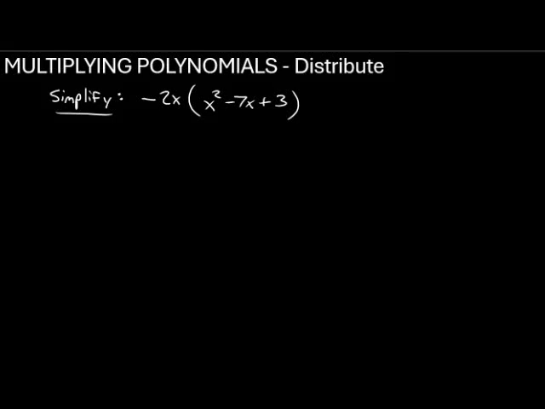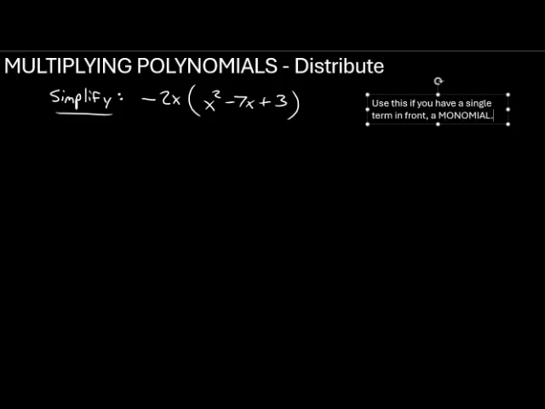Now we'll do an example where we multiply polynomials. This type of polynomial multiplication is called the distributive property. Our job here will be to distribute the negative 2x times all of the terms in the parentheses. We will use this approach anytime you have a single term in front. That single term in the front, that negative 2x, is called a monomial.